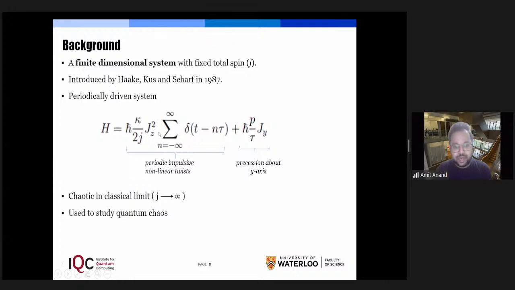Now, the second part of this Hamiltonian is non-linear in the Z direction. You can see the strength of this non-linearity is given by this kappa. And this part of the Hamiltonian only kicks in at a fixed interval of time that is given by this delta function. So after every period, we are kicking with this part of the Hamiltonian. This is something like a kicked non-linear twist that we are giving to the system. Now the benefit of this model is that it behaves as a chaotic model in the classical limit, when we take J to be infinite.